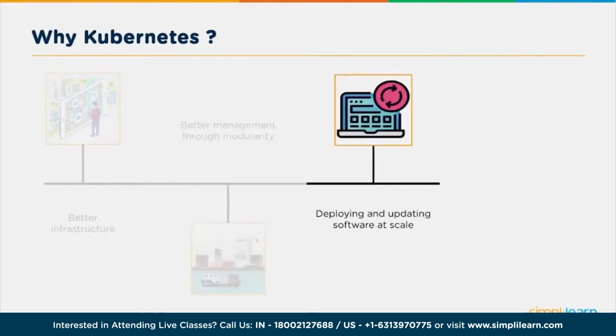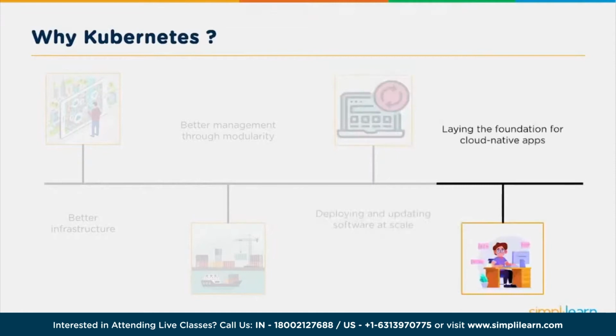The actual ability for you to deploy and update software at scale is really at the heart and center of Kubernetes. It's really one of the reasons why Kubernetes was created, to be able to scale up the deployment of software to tens of thousands of networks and servers within a data center. And then finally, when you start working with Kubernetes, really what you're doing is laying the foundation for building cloud native applications.